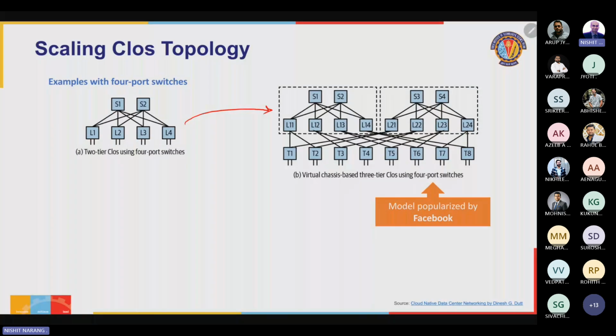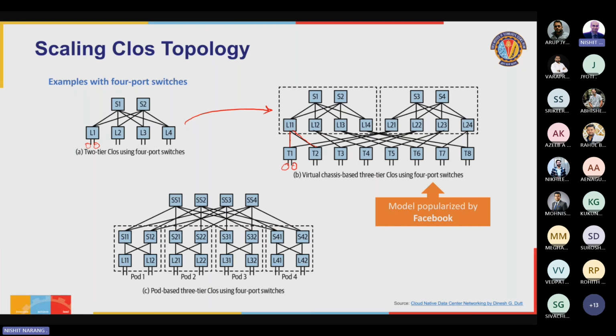What I did have to do still was to do some level of recabling. Recabling is required. Why? Because earlier I was directly connecting servers over here. Those servers had to be plugged out and connected here, whereas the leaf switches T1 and T2 now got connected to L11. So some level of recabling is required, but I could reuse the network infrastructure. I did not have to waste that. The other way I can do, if I'm allowed to do recabling, is to do something differently also.